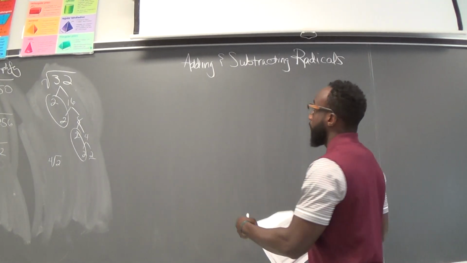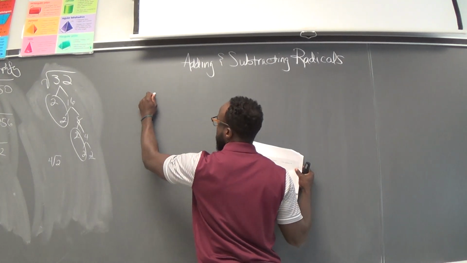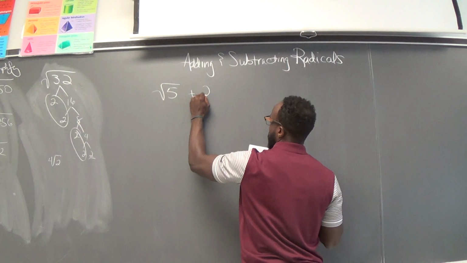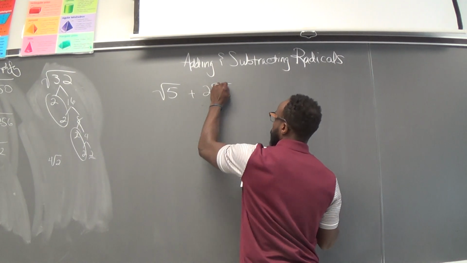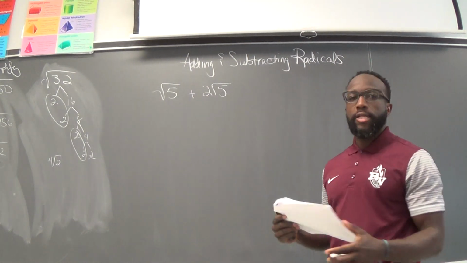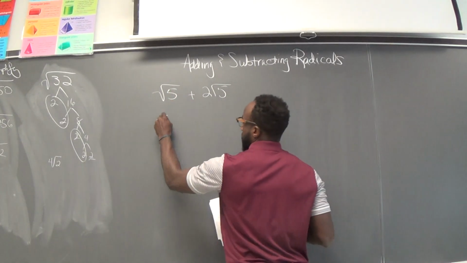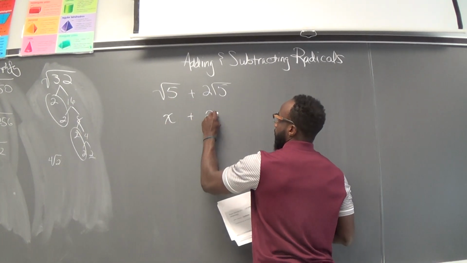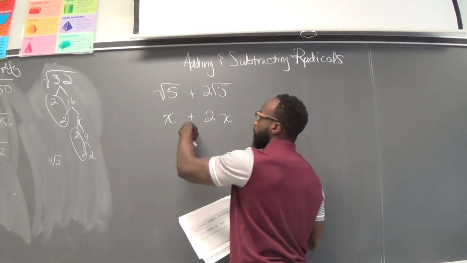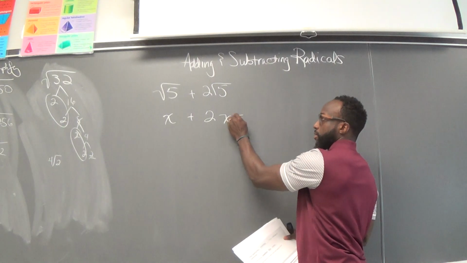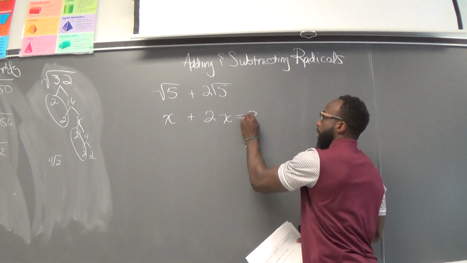So here's the thing. When you're adding and subtracting radicals, for instance, if you had the square root of 5 plus 2 root 5, you treat the radicals like variables. You would treat the radical as if it was an x. If this was x plus 2x, what would the answer be? 3x, right?